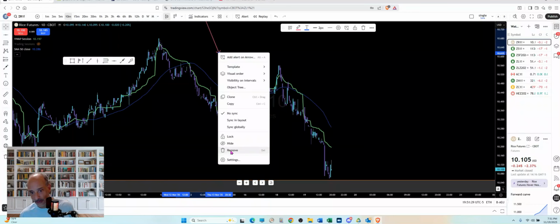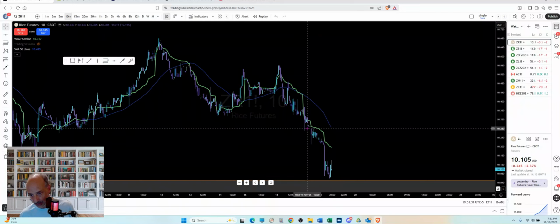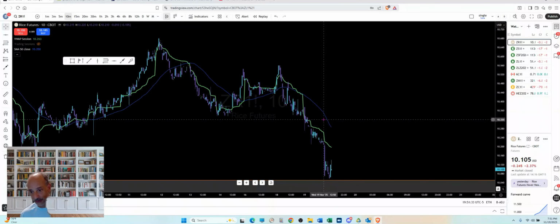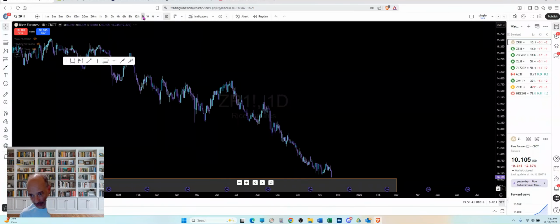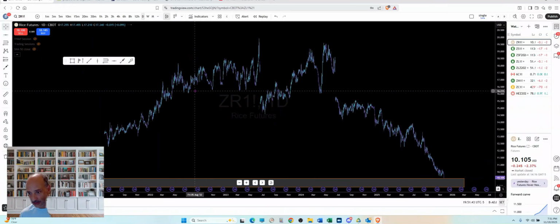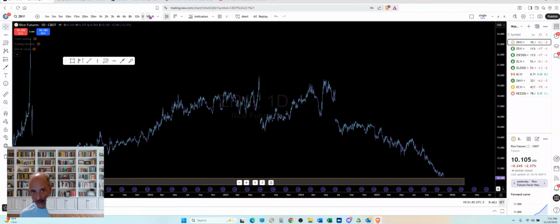But either way, I did not take a trade on this today because I didn't really see a good pullback area. Rice is something I'm just kind of getting to know. The other thing I wanted to just point out with rice, and I've been talking about this in my swing trading videos, is if we zoom out here, let's go to the weekly.